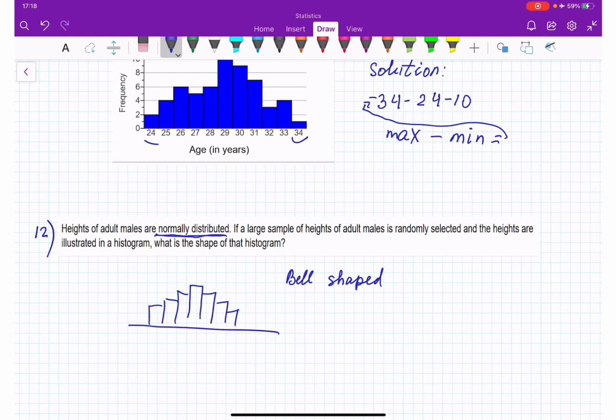Now we provide a line. This is your bell-shaped histogram. So if I take an outline, you can see it looks bell-shaped, symmetric. For a bell shape, you have the mean, median, and mode overlapping each other right in the middle, right here.